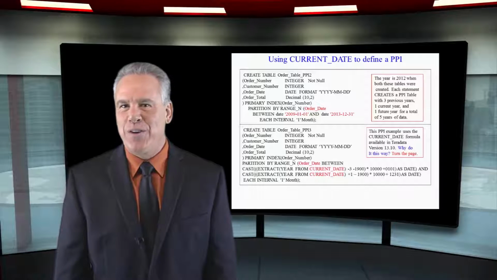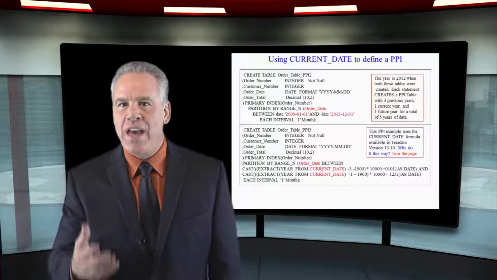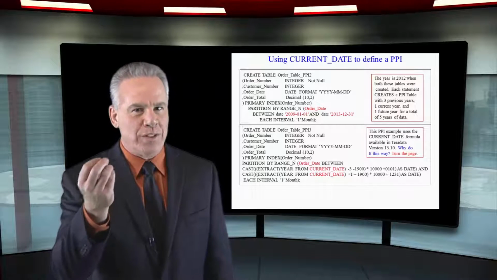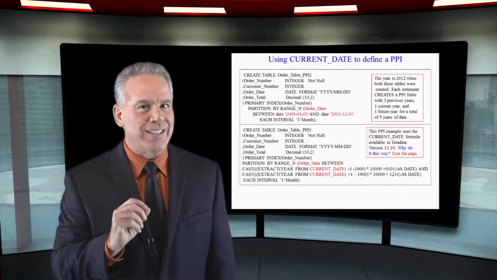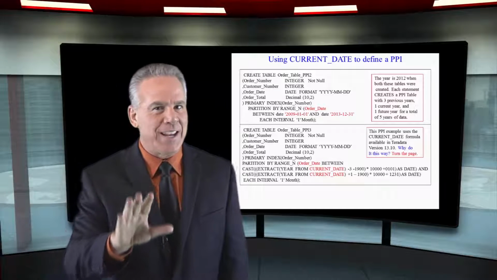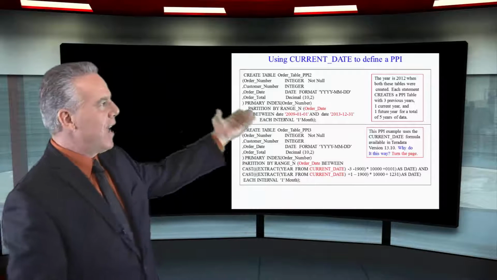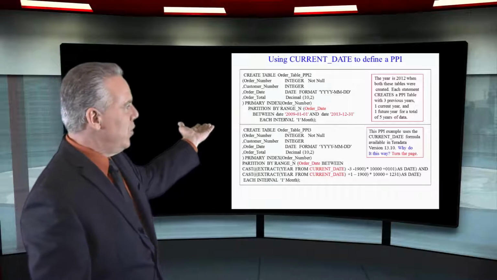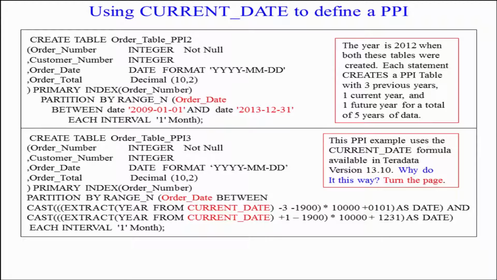I've got two very advanced examples here that are of the utmost importance. So stay tuned. Let's examine these. In my top example, I'm going to partition each interval 1 month. We're going to go with the years 2009 to 2013, 5 years of partition data.